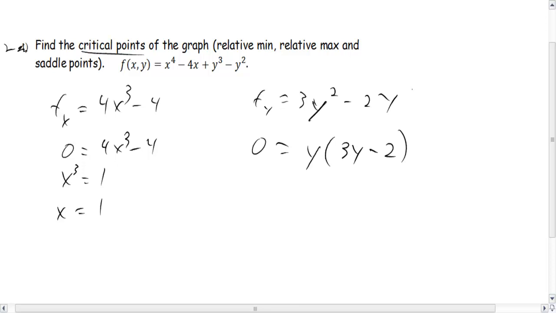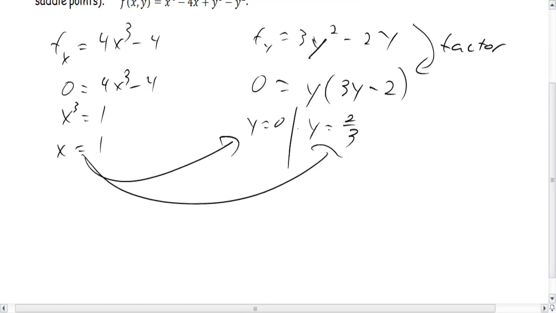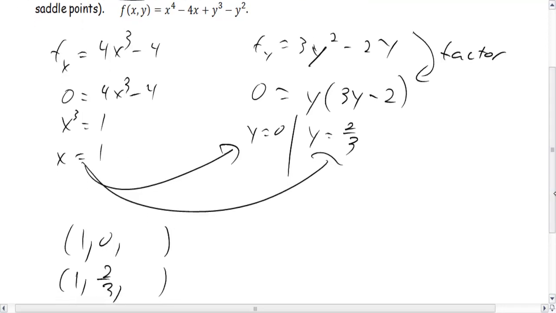Now, I just want to point out this one is much easier if you remember to factor, because now we just get y equals 0 for one answer, and then y equals 2/3 for the other answer. So now we say to ourselves, I have to put my x's with my y's because it's coming from my derivative in the x direction and derivative in the y direction, and I didn't get one of the values by plugging in my x value or my y value, so they just all get paired up together. So I get one point of x being 1, y being 0, the other of x being 1, y being 2/3.